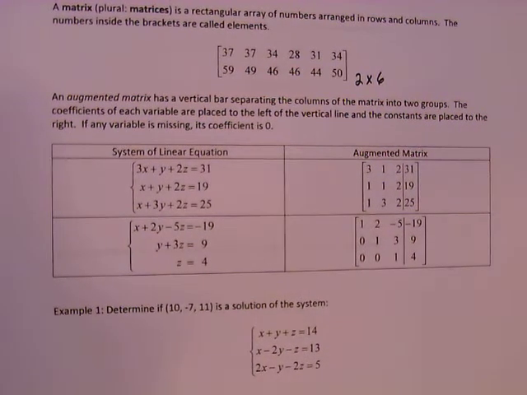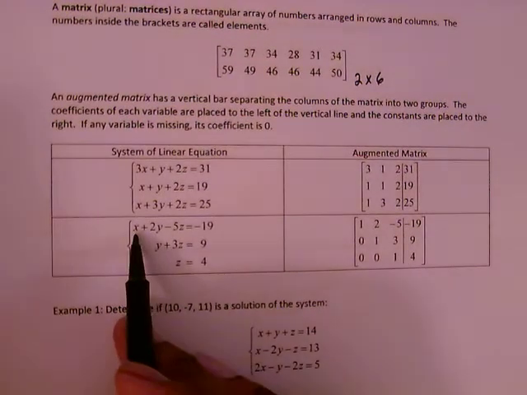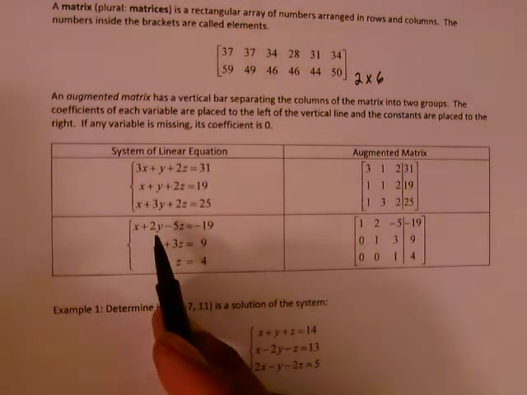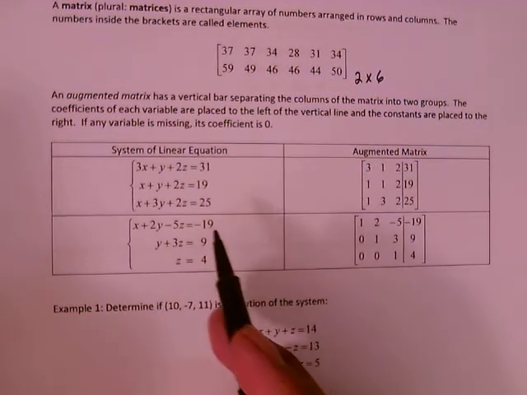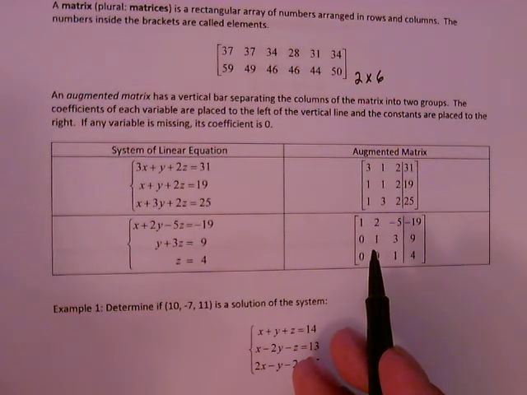Now this other one: x plus 2y minus 5z equals negative 19, y plus 3z is equal to 9, and z is equal to 4. This is a case where if you have a missing variable, you have to compensate with a 0 coefficient. For the first equation, x plus 2y minus 5z is equal to negative 19, we do have an x, and that coefficient is 1. We do have a y term, the coefficient is 2, and for z, negative 5. Negative 19 goes behind the vertical bar.